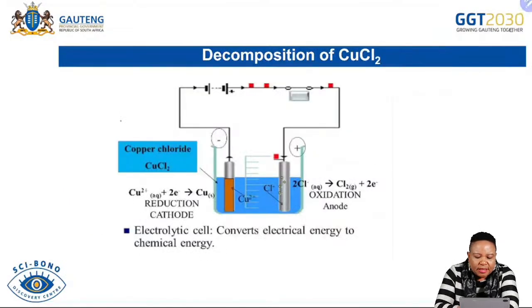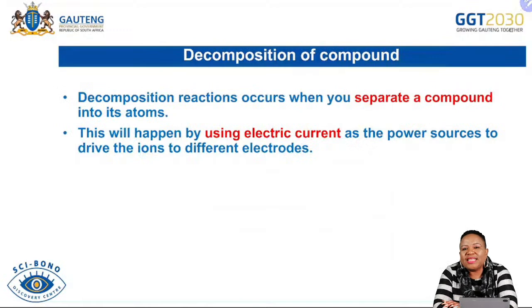Now let's look at the processes. As I said, there will be 4 processes that we are going to discuss under electrolytic cell. What is important is that you need to know how each process occurs, and under each process you need to know what physical changes or chemical changes will occur. We are going to look at both the physical and the chemical change of each and every process.